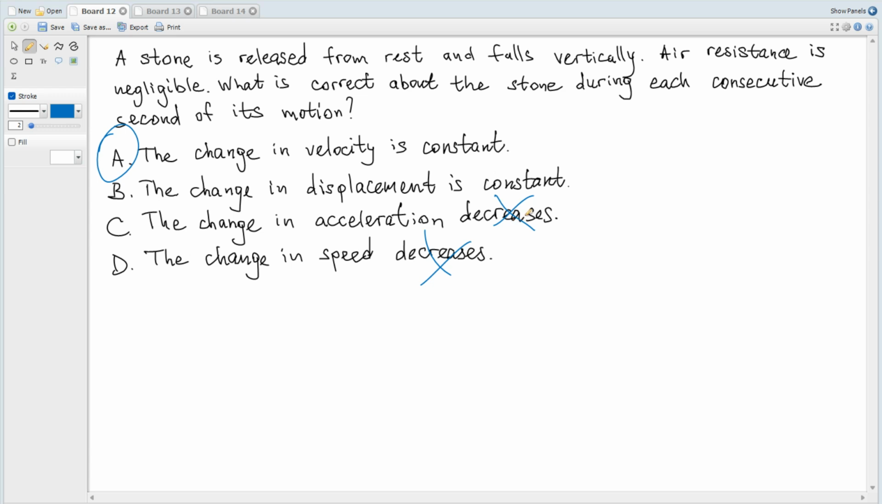The change in displacement is constant. It's also not true because displacement is ut plus at squared over 2. u is 0, so displacement is gt squared over 2, and when t is 1 it's g over 2, when t is 2 it's 4g over 2, when t is 3 it's 9g over 2. So you can see that it's plus 3g over 2, plus 5g over 2. So the change in displacement is not constant.